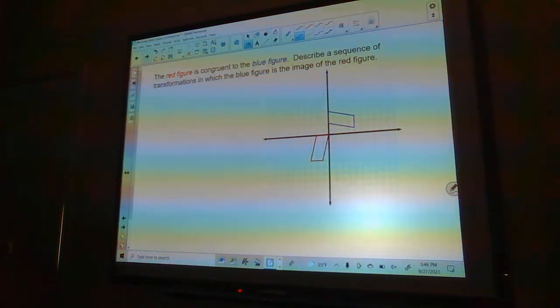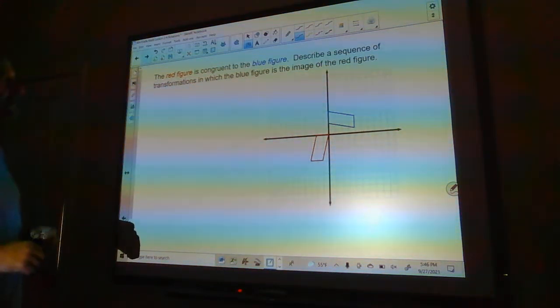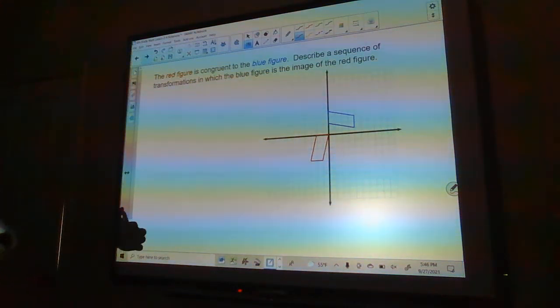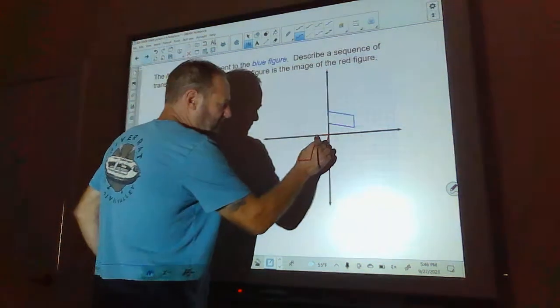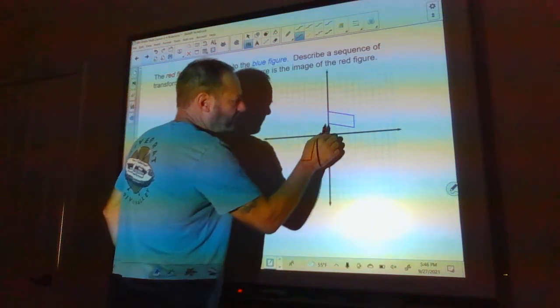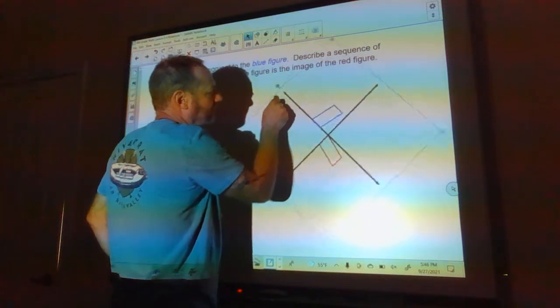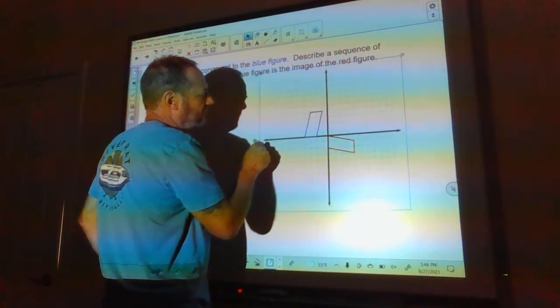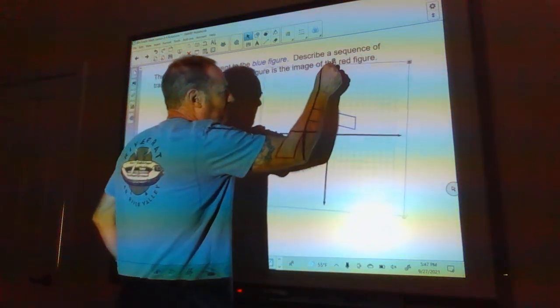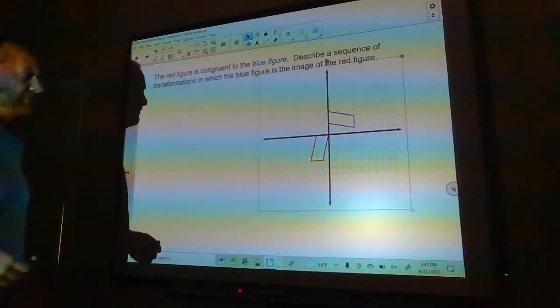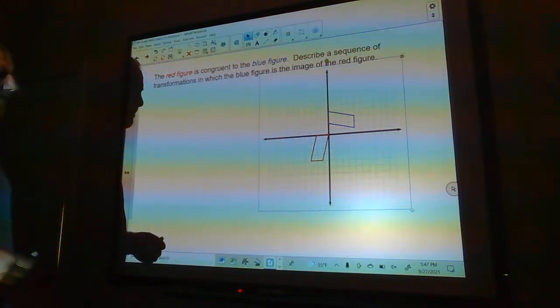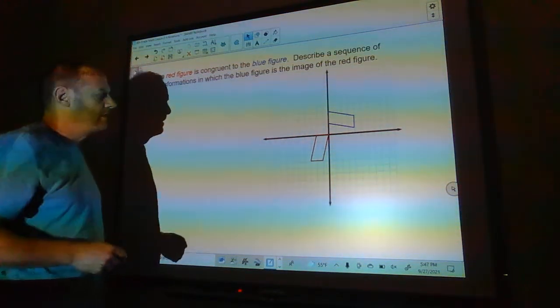Okay, so check this one out. The red figure is congruent to the blue figure. Describe a sequence of transformations in which the blue figure is the image of the red figure. Okay, so now look at this. This one is kind of leaning to the right. And if you look at this one, it's still leaning to the right. Okay, so I need a series of transformations here to get from the red to the blue.